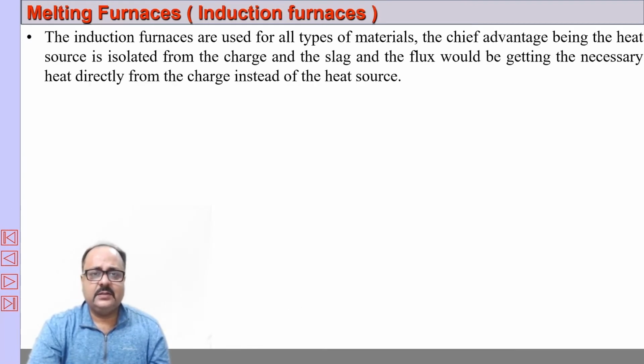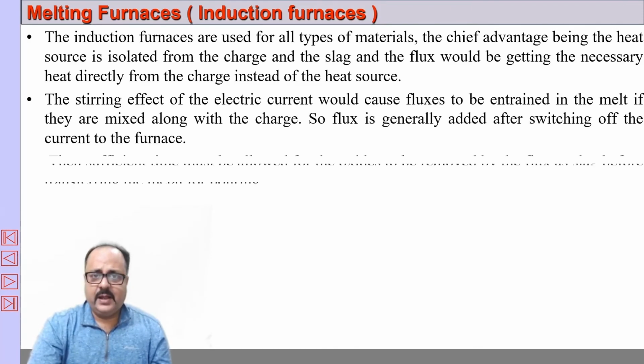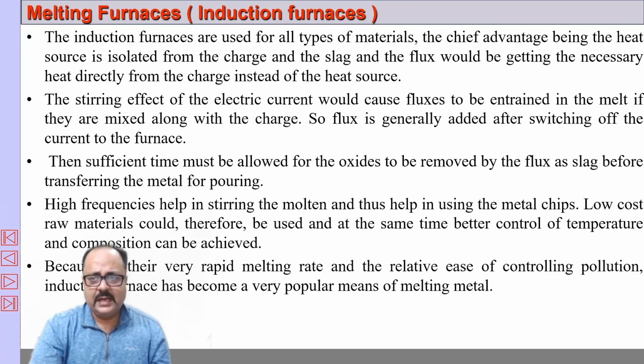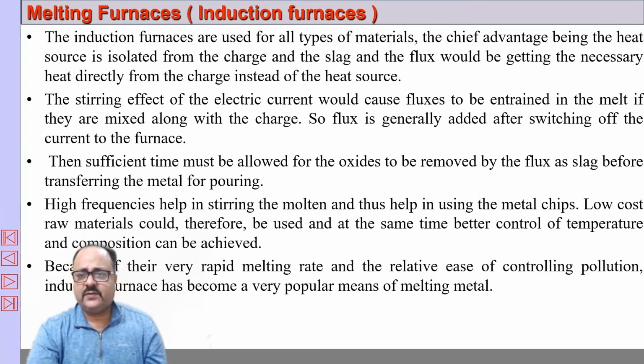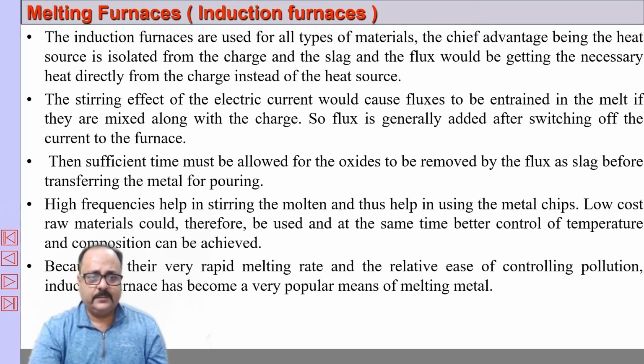Then we have the modern furnaces called induction furnaces, which are extremely costly to maintain but are extremely fast and give much purer metal. So it can be used for all types of metal, be it ferrous or non-ferrous. It produces a stirring effect of the electric current, which causes the fluxes to be entrained in the metal if they are mixed along with the charge. So fluxes are generally added after switching off the current of the furnace, and sufficient time is allowed for the oxides to be removed by the flux as slag before transferring the metal for pouring.